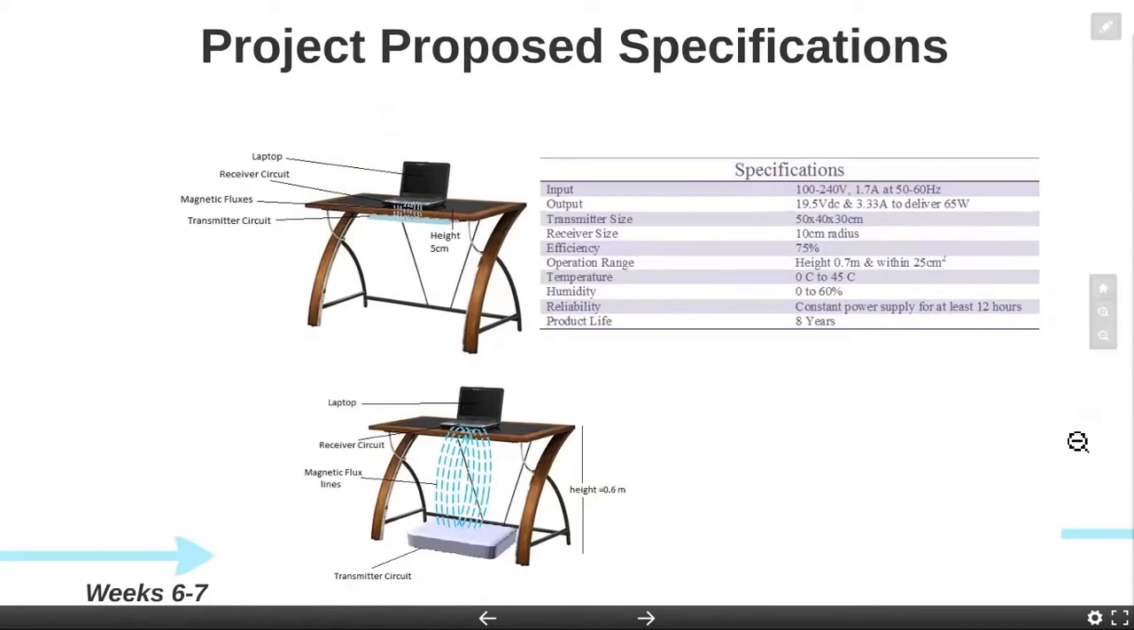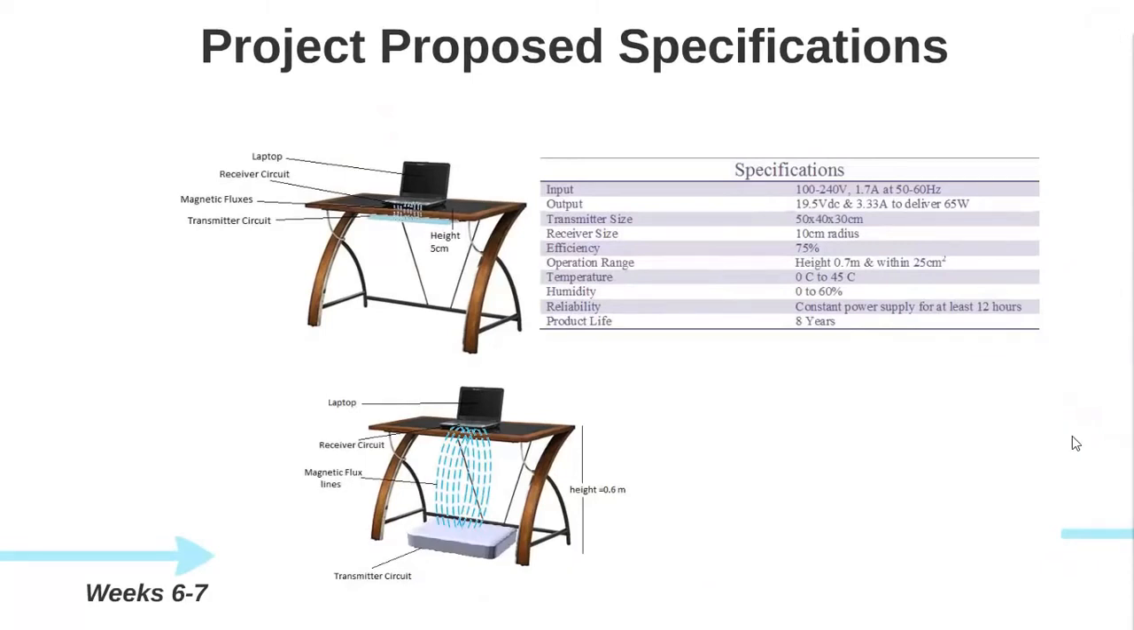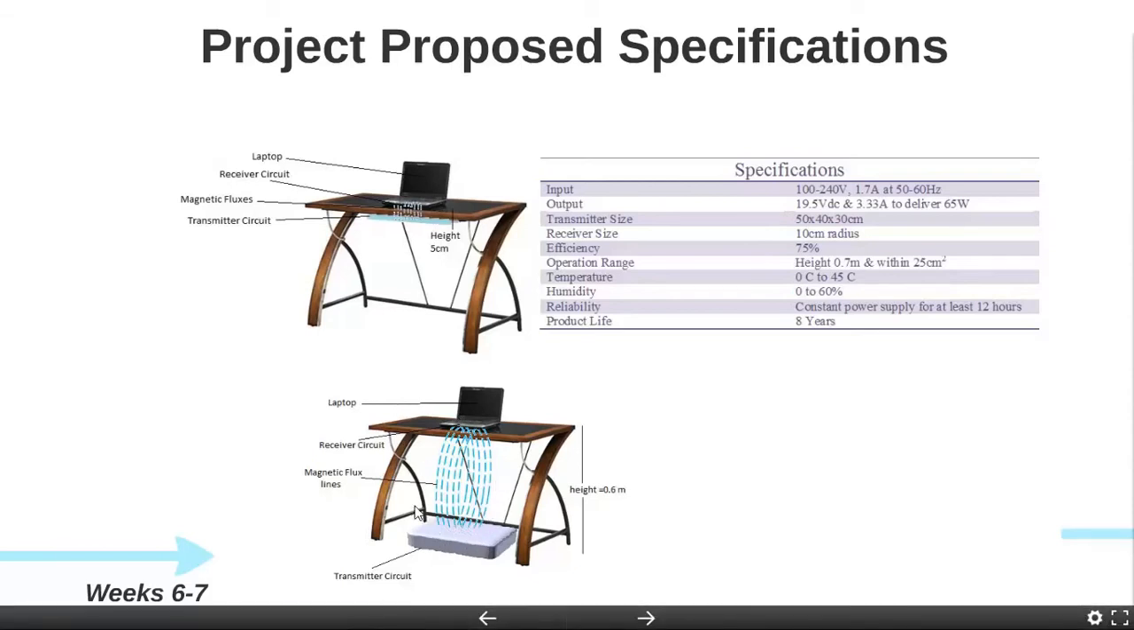Then from there we did our project specifications, and basically we proposed two designs. One where the transmitter circuit is just below the table, and one where the transmitter circuit is just here. The reason we had two different designs is basically in case we cannot fix it down here, then we can put it here, and the transmitter circuit should be able to maintain within a height of 0.6 meter.